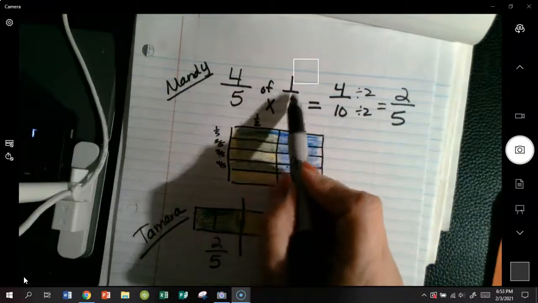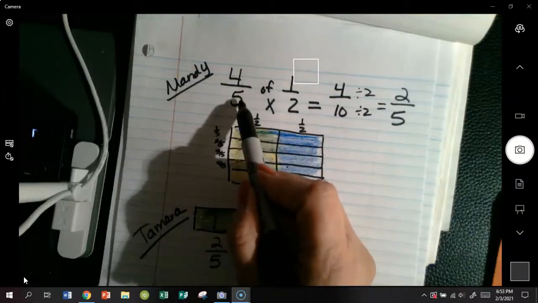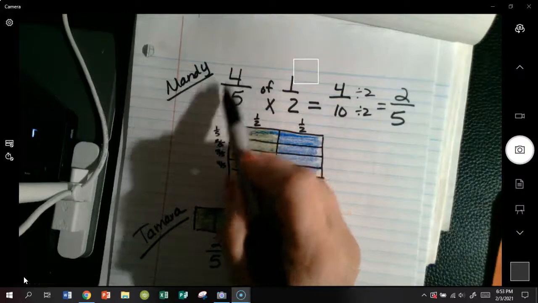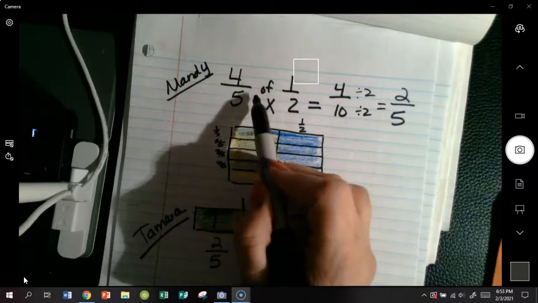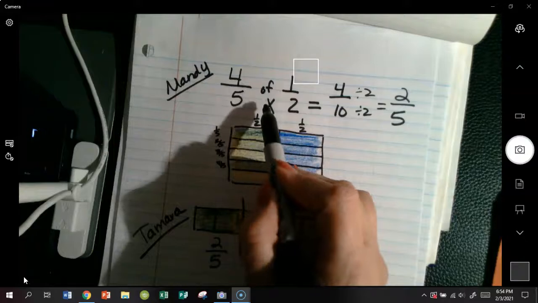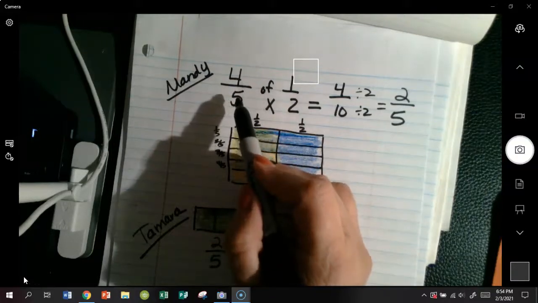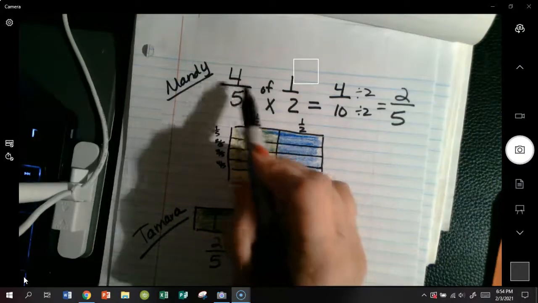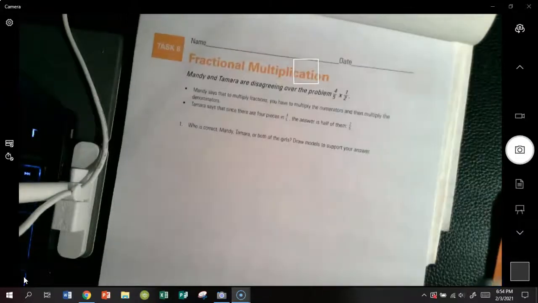Remember, when we're finding 1/2 of 4 fifths, we are finding a part of a part, which means that your answer has got to be less than 4 fifths because you're just finding a part of it. If you were finding the same thing and multiplying it by 1, your answer would be 4 fifths. If you were multiplying it by a number greater than 1, it would be greater than 4 fifths. But since you're multiplying it by a portion of a portion, then your answer has to be less than 4 fifths.